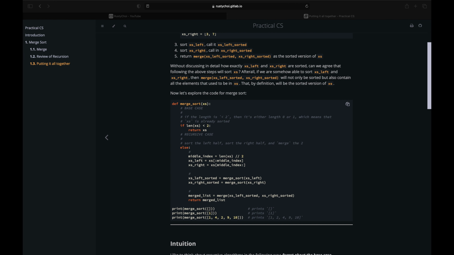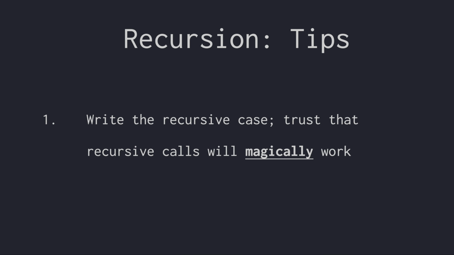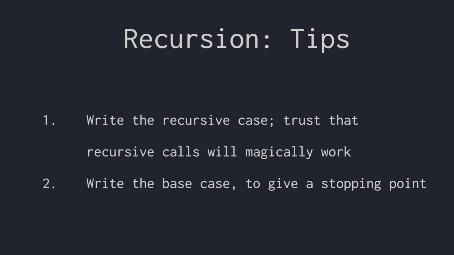Lastly, I'll go over the tips for writing recursive algorithms one more time. The very first thing is you write the recursive case first. And the most important thing: assume that your recursion will magically work. Make recursive calls as many times as you want, and trust that it'll magically work. Then lastly, you write the base case to actually make that recursive case work and give it a stopping point, like we saw in the tree diagram.